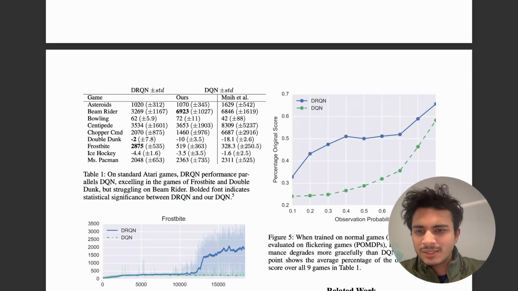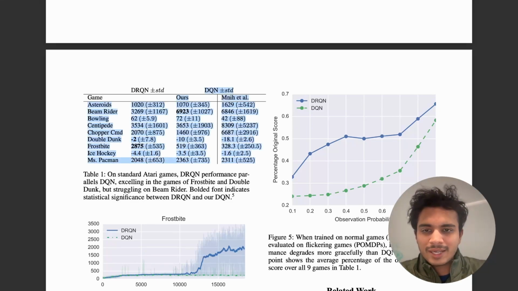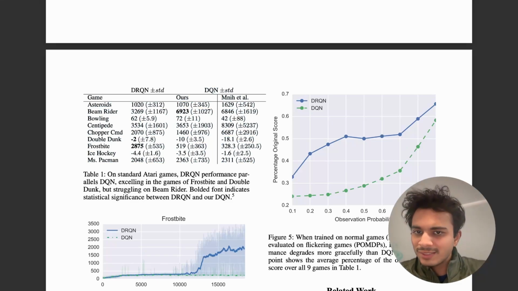So let's interpret this first. Over here, DRQN and the modified DQN, that is their paper. So DRQN and the modified DQN are combinedly outperforming the traditional DQN in most of the cases, but in some cases, traditional DQN is performing better. For example, over here, it's performing better. It's performing better here as well, here as well.